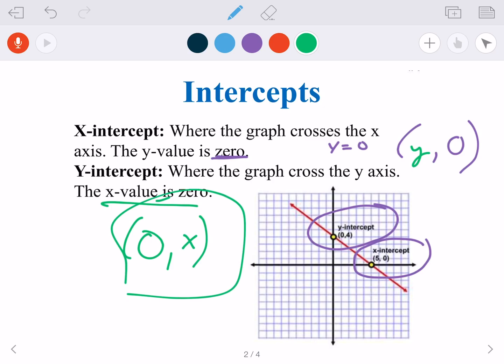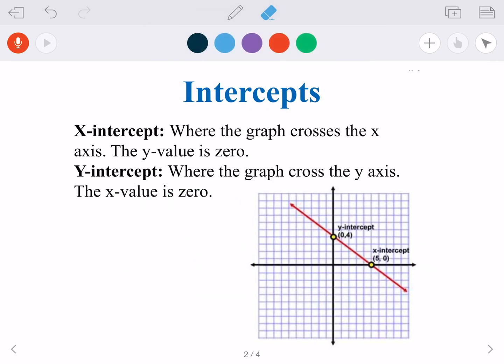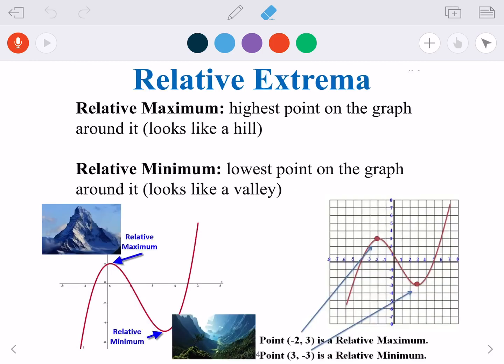What you may see in a question, though, is something like, compare which value has the largest x-intercept, or what is the x-intercept compared to the other one. So you may have to do some subtraction. Just read what the problem says. But if you can identify the x and y intercepts, you are fine on that.